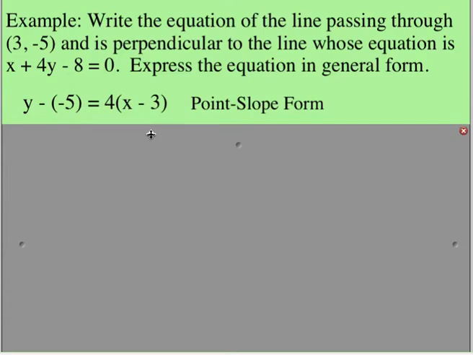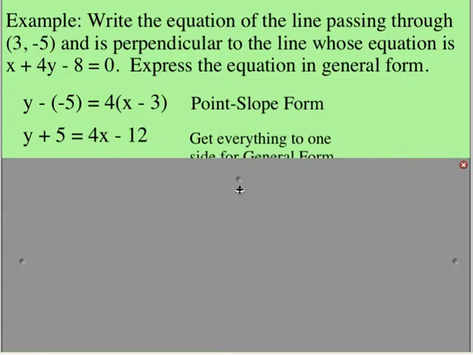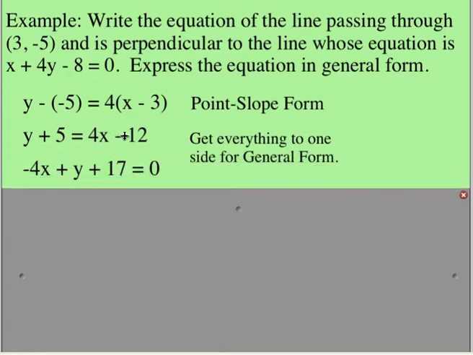So we're going to start out with y minus our -5 equals 4, that was the slope of the perpendicular line, times x minus 3, our x value that's given. And since it says to express it in general form, that means we want to get everything to one side, just like the equation that's given. Everything is on one side. So we're going to simplify this, so we get y plus 5 equals, and then distribute the 4, so 4x minus 12, and then just simply move everything over to the other side. So we'll subtract 4x, and then we'll add 12, and so then we get -4x plus y plus 17 equals 0.